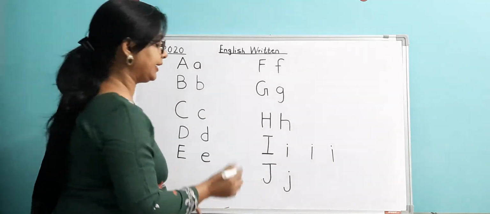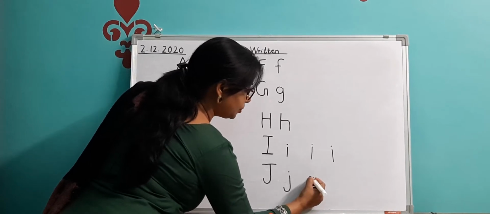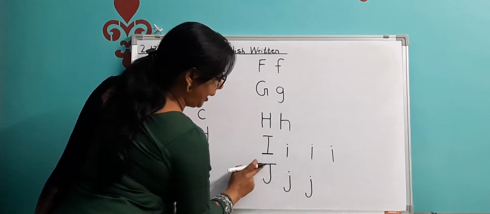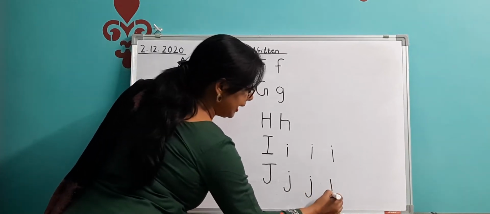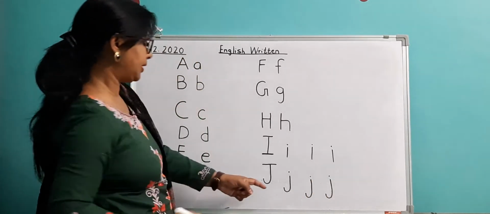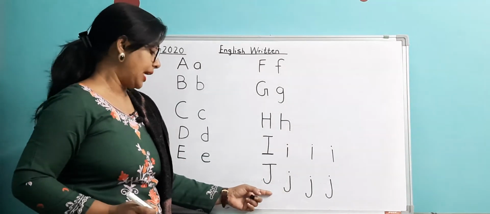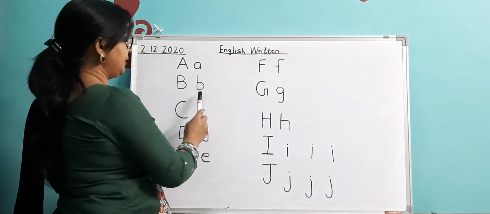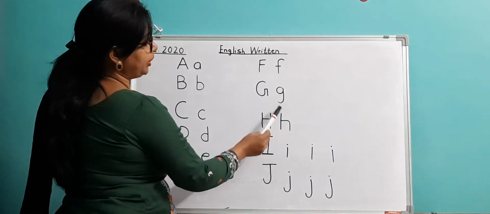Okay, right children? Once again see. This is small j. Put a dot over here. This whole thing will come over here, but you don't have to put this sleeping line. Okay, once again, standing line, and then make a curve like U over here, and then a dot. So this has become small j. This is capital J, small j. Right, children?